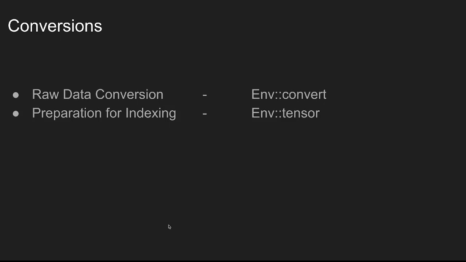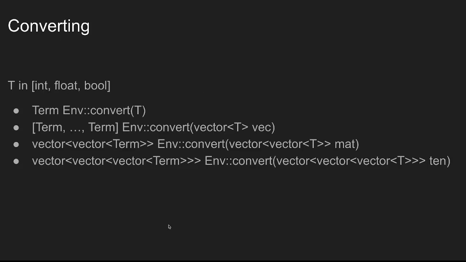So with that being said, let's jump right in to the first case, raw data conversion. When you want to convert a general data term, which can be an integer, a float, or a bool, into a term, you simply use the environment function convert. And what you will get back is a term that you can then use, for example, to build a tensor, or to use in an aggregator.